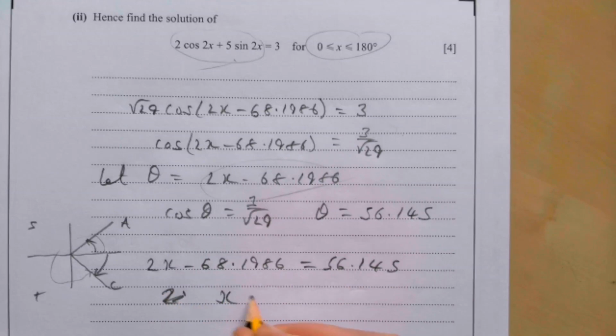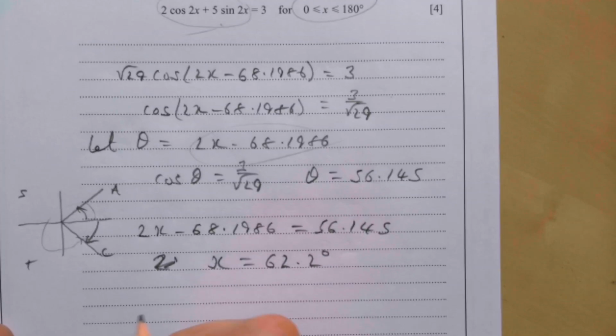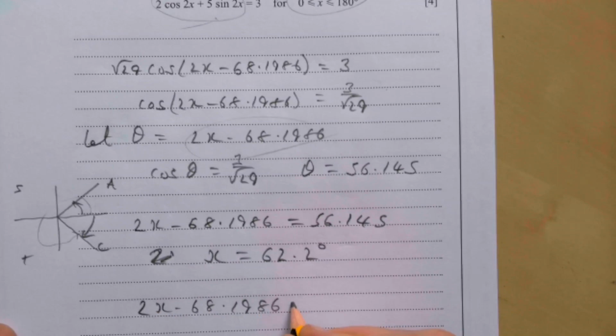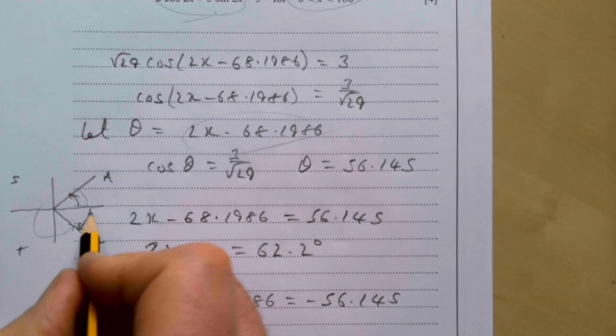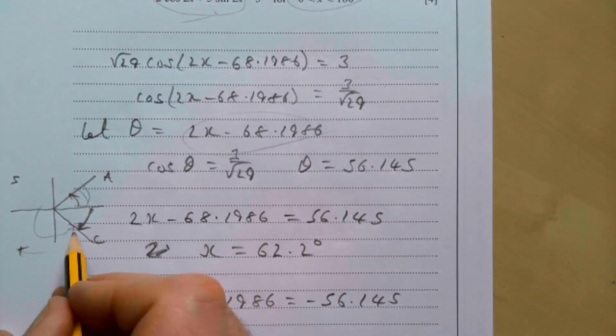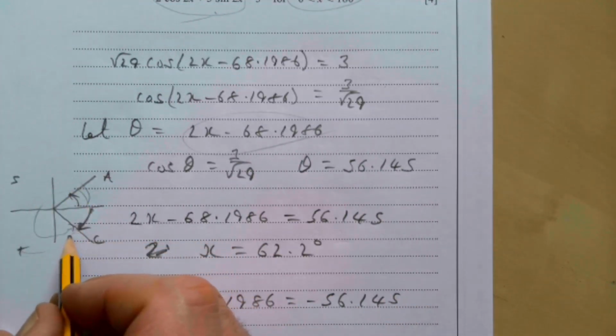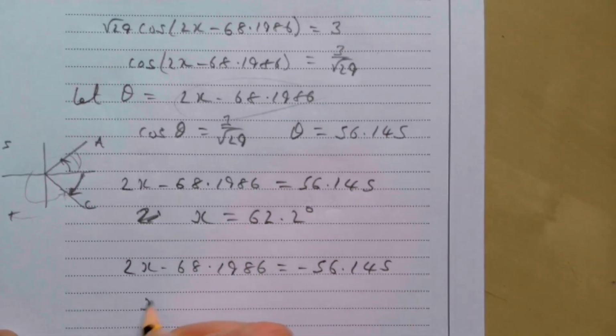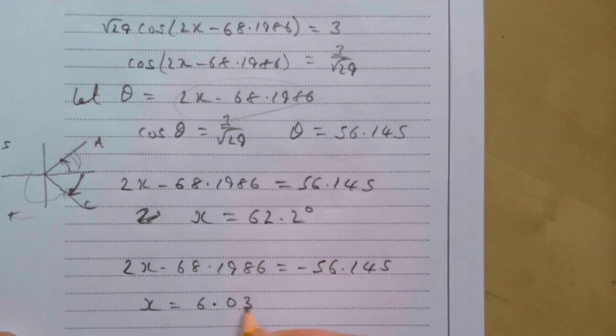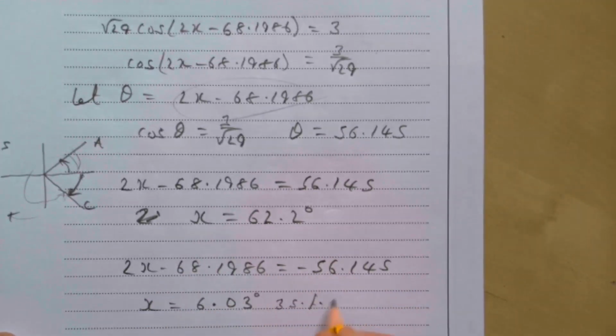and you get x equals 62.2 degrees. And then for the other one, 2x minus 68.1986 gives you minus 56.145. You see where I'm taking that from, I'm taking it from this angle here. You could go around this way and take 303 or something in and around there, and do it that way, it just ends up being messy. This gives us a tidier answer. So we add 68.1986 to both sides and divide by 2, and my other angle is 6.03. Both of those are given to 3 significant figures.